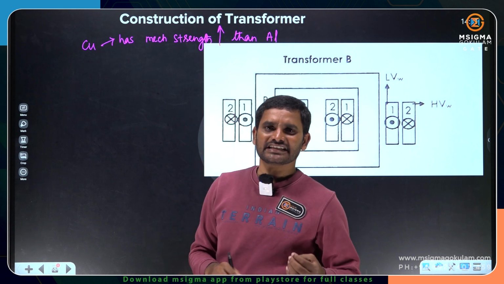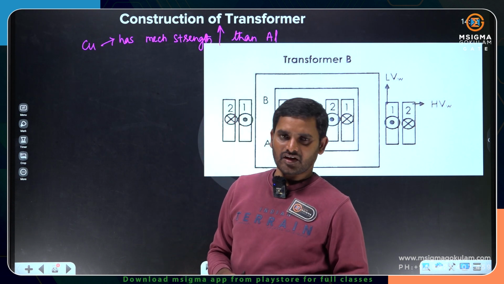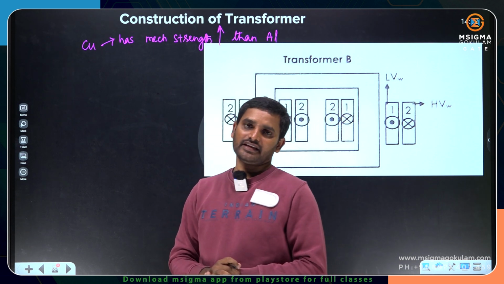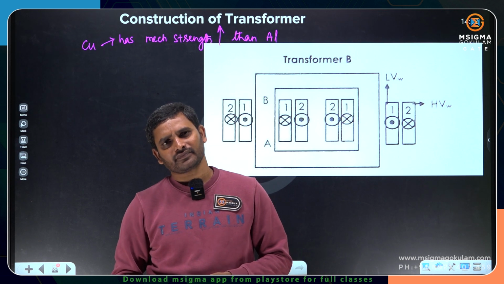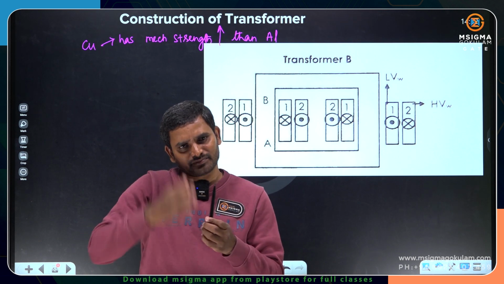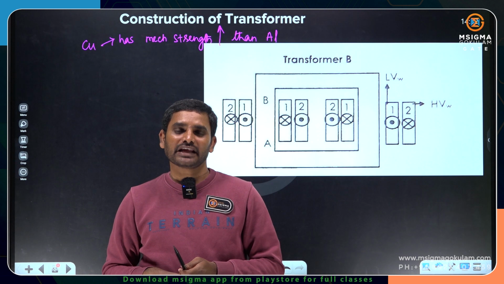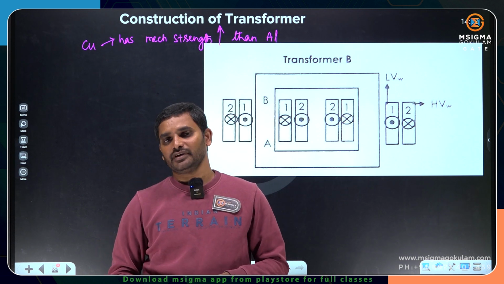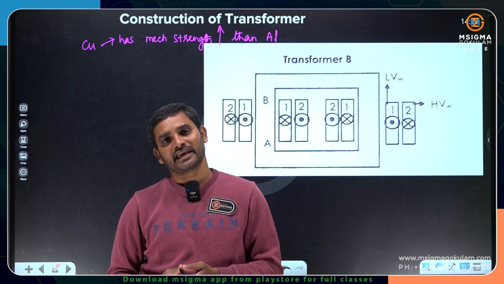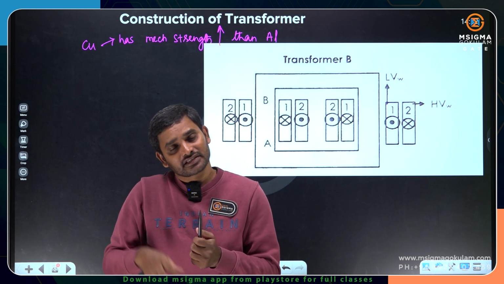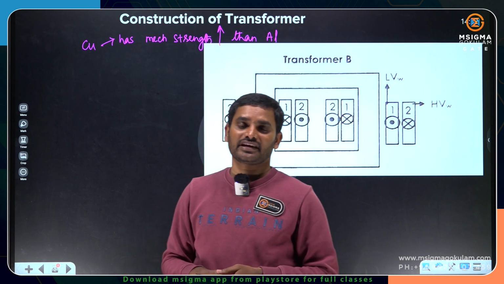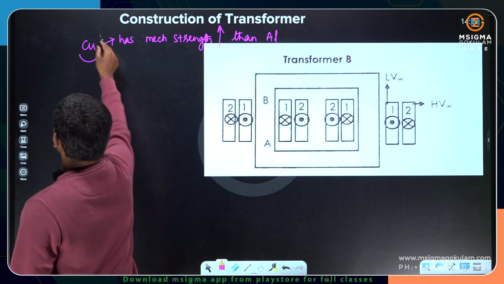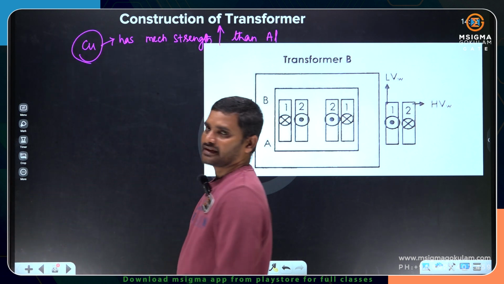Though copper has a little more resistance, we prefer copper only. The only reason is copper has good mechanical strength. Moreover, you can go for laminations, many strands. But with aluminum, if you go for strands, the mechanical strength decreases still further. Aluminum has less mechanical strength, and with strands it is going to be very low. So that's the reason why copper is the best option for us as the winding material.